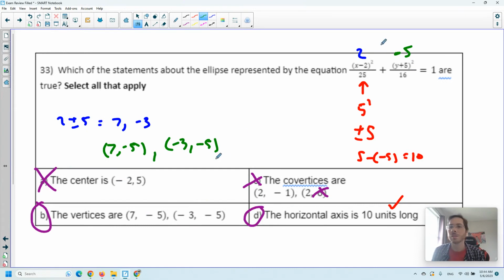If I want to get the center, you can see the blue and the green would give me the center, 2, -5. And then if I want to check the co-vertices, instead of doing 2 plus or minus 5, I would do -5 plus or minus 4. So again, -5 plus or minus 4 would give me -1 and -9. The x-coordinate here would be 2. So coming back, we would get the two coordinates to be 2, -1 and 2, -9, which again, those are what we got. It's not the 6.